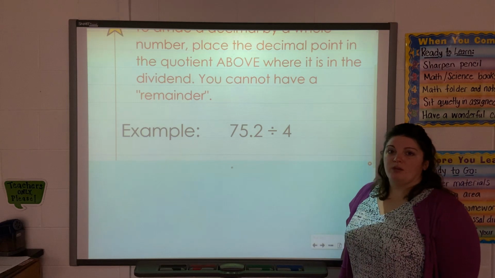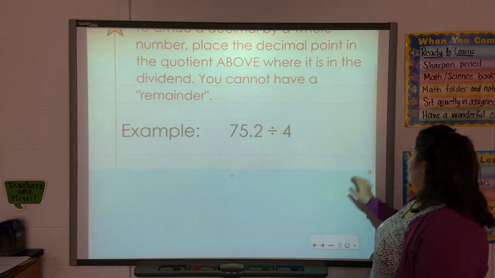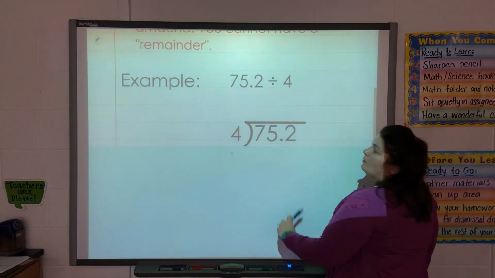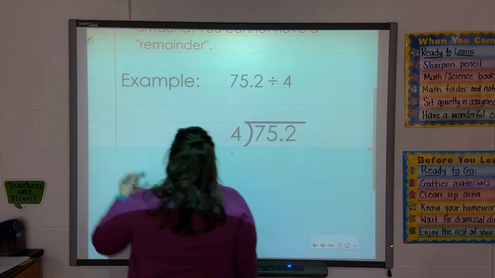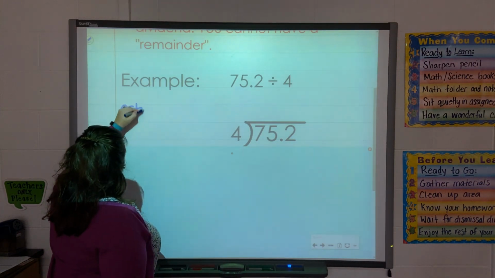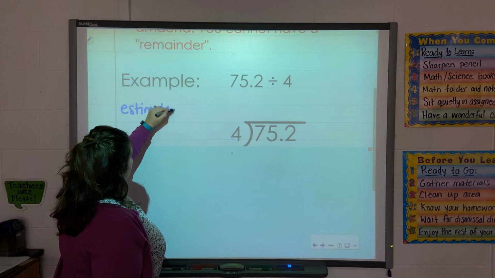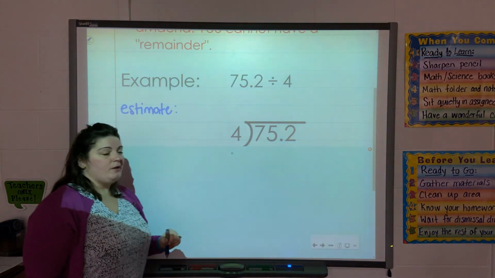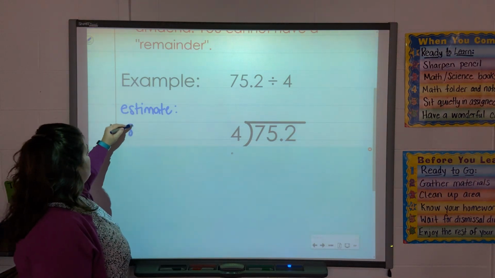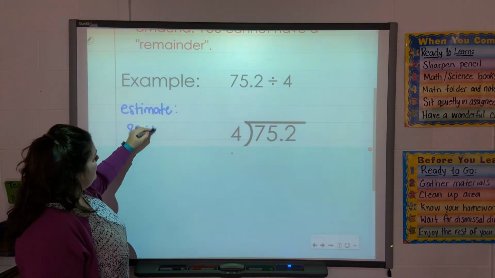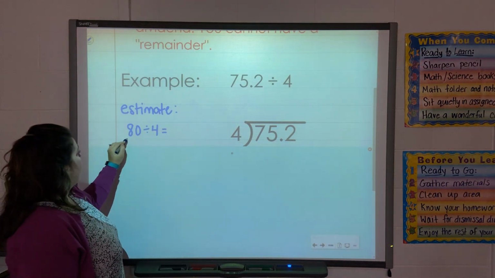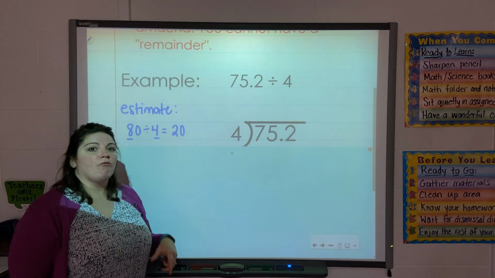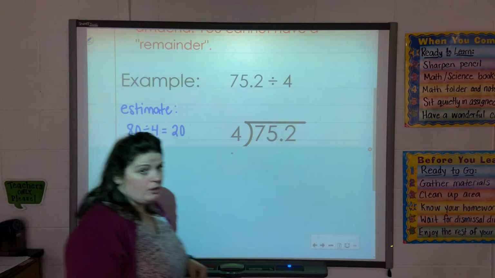75 and 2/10 divided by 4. I'm going to estimate this first so that I can check to make sure that my answer is reasonable. With a divisor of 4, I'm thinking of multiples of 4 that are close to 75. And the first thing that comes to my mind is 80. 80 divided by 4 is 20. So I know that my answer should be around 20. Now let's do the division.